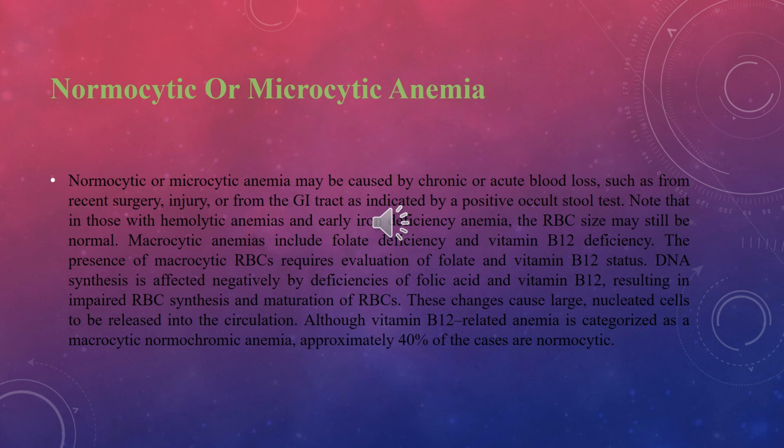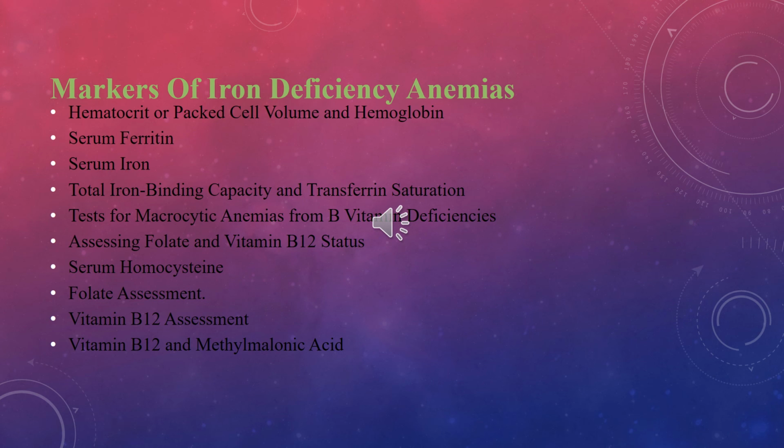In macrocytic anemia, the causes are folate deficiency and vitamin B12 deficiency. So in case of macrocytic anemia, we evaluate the levels of both vitamins. Markers of iron deficiency anemia. These are the markers of iron deficiency anemia. Some of the markers we have already discussed in our previous lecture, and the remaining markers we will discuss in our next lecture, inshallah.